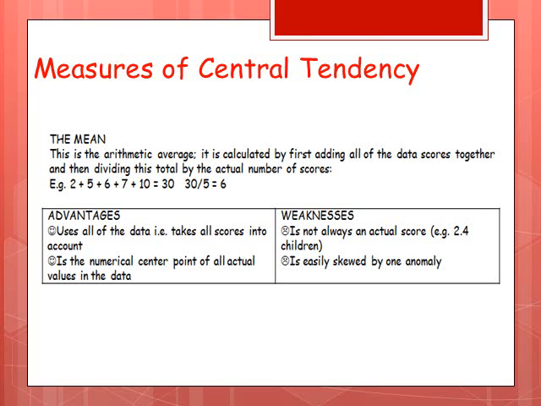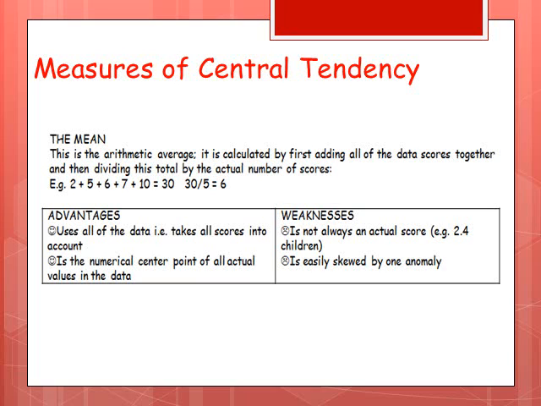Measures of central tendency. So this is the posh way of saying the mean, mode and median. So the mean is the arithmetic average. So this is calculated by adding all the numbers within the data set and dividing by the total numbers that you have. So strengths of it is that it uses all the data and there is a centre point of actual data within the values.